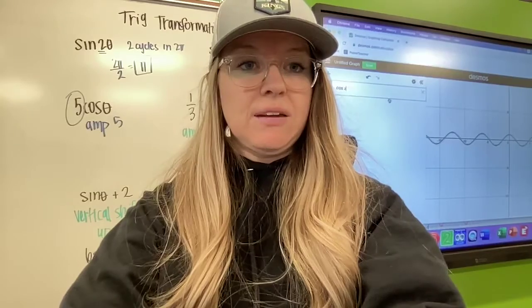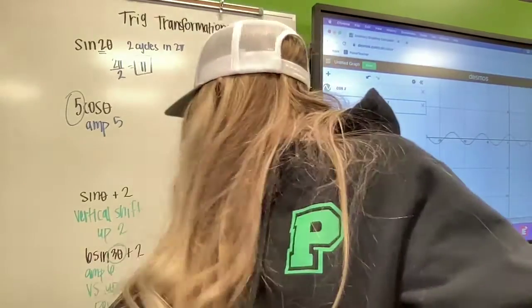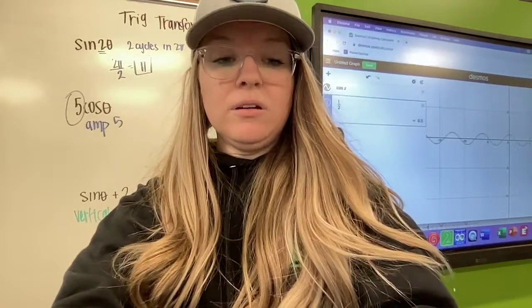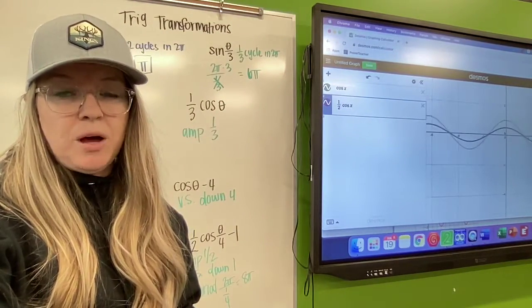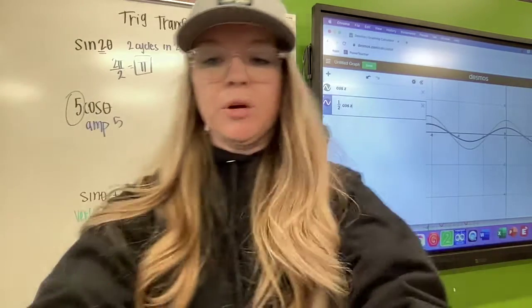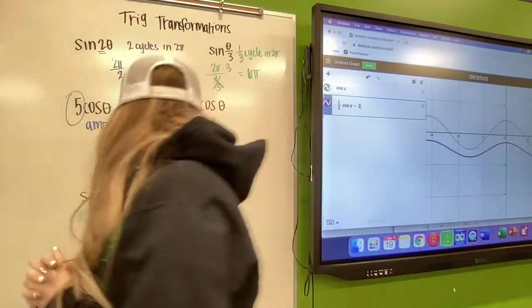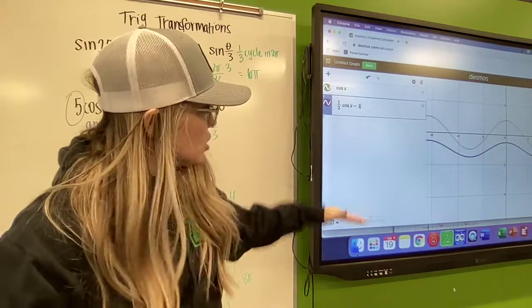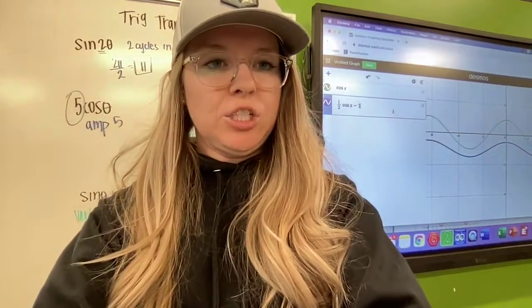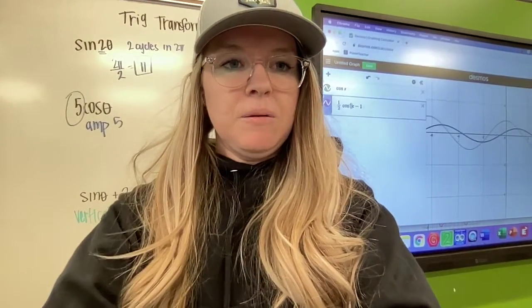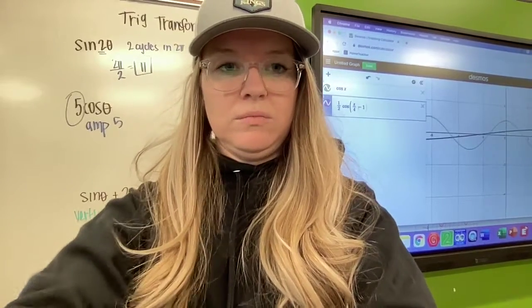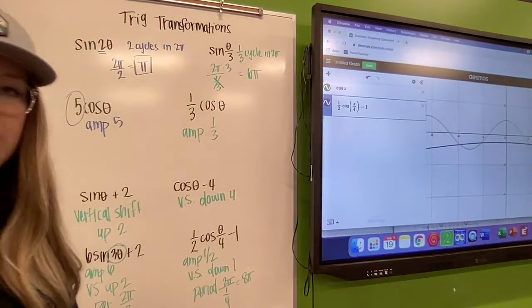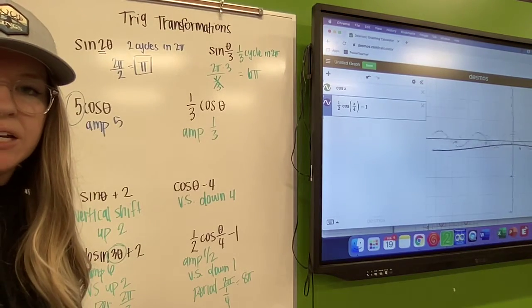I've got my cosine of x. So now I'm going to take 1/2 my cosine of x. Here we see it shrink, much smaller, shorter. Then we're going to move it down 1 unit. So we just saw it shift down. And now I'm going to change that period by dividing this by 4. All right, so we see it get a lot flatter here.